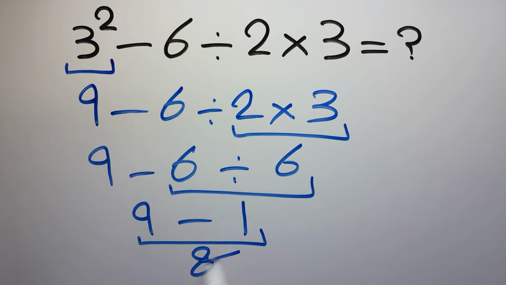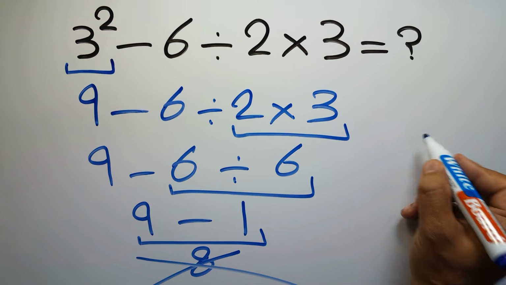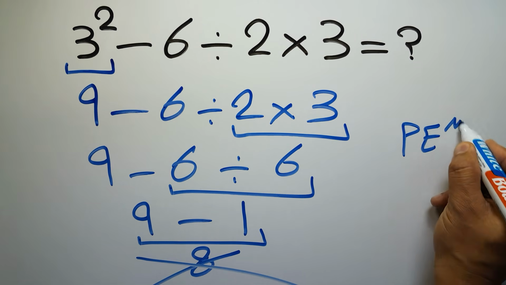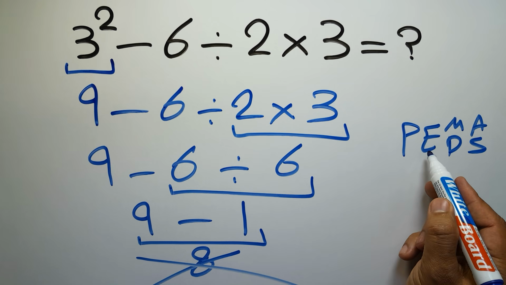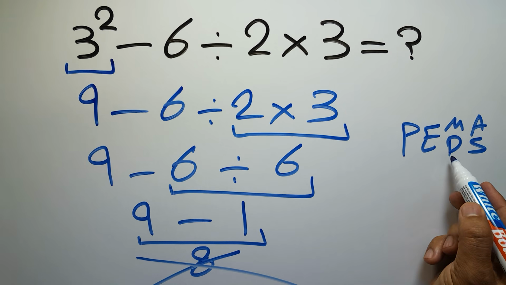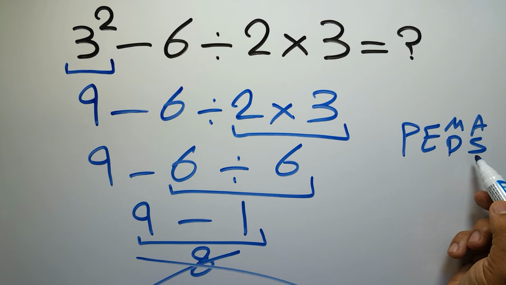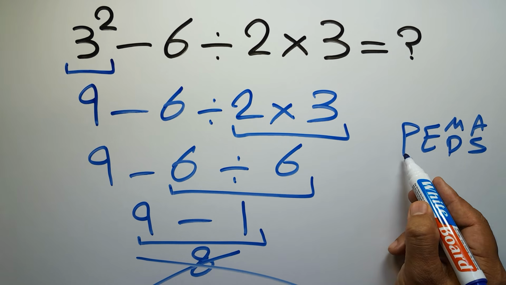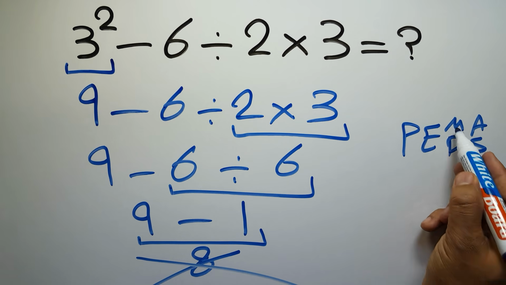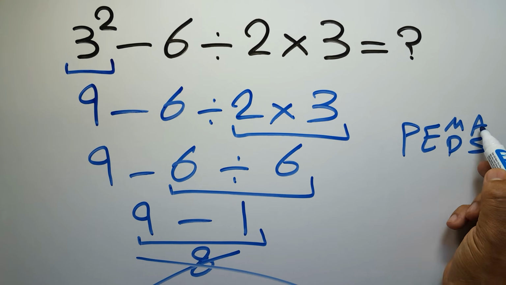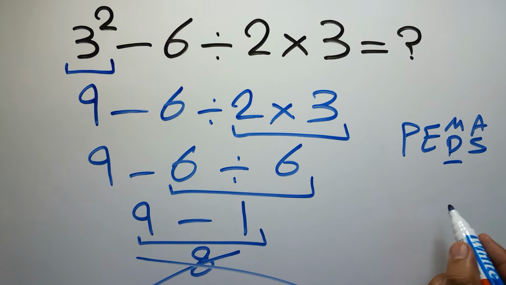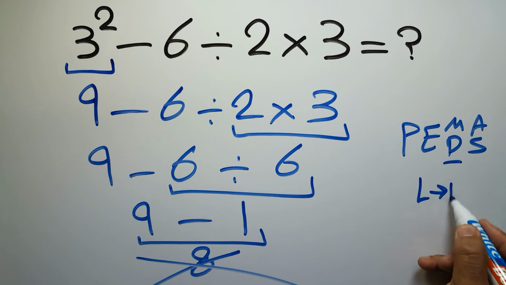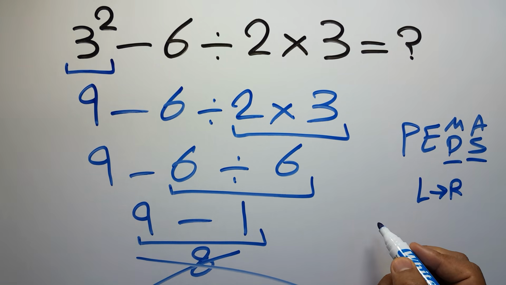But this answer is not correct because according to the order of operations, which is PEMDAS, P stands for parentheses, E stands for exponent, M and D stand for multiplication and division, and A and S stand for addition and subtraction. First we have to do parentheses, then exponent, then multiplication or division, and finally addition or subtraction. Remember that multiplication and division have equal priority and we have to work from left to right. And the same applies to addition and subtraction.